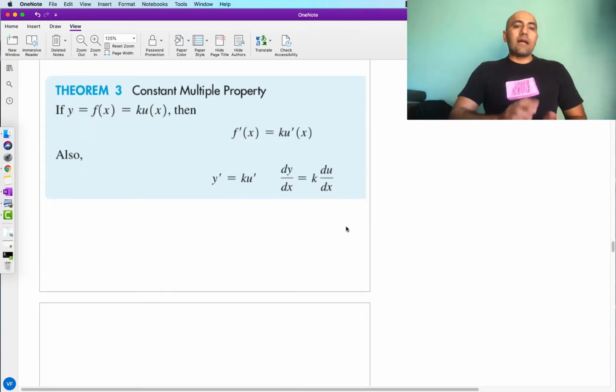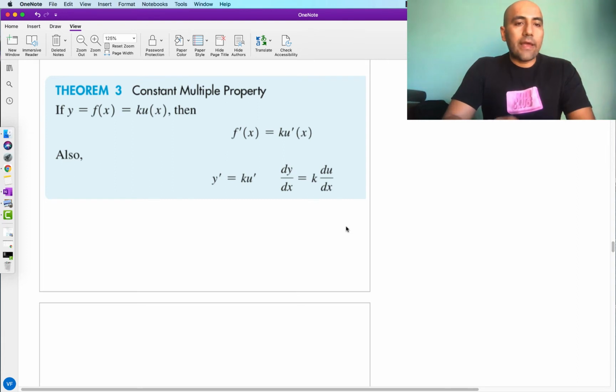So theorem 3, the constant multiple property. If y equals f of x equals k times u of x, then the derivative of f of x is equal to k times the derivative of u of x. So that's what we've established. If we have k times a function and we know that function has a derivative, then the derivative of this f function is equal to k times the derivative of the u function.